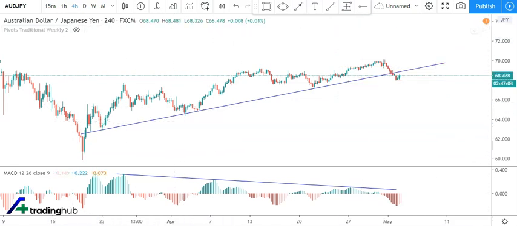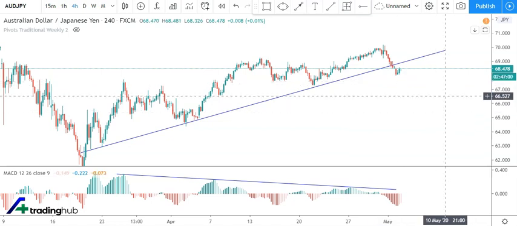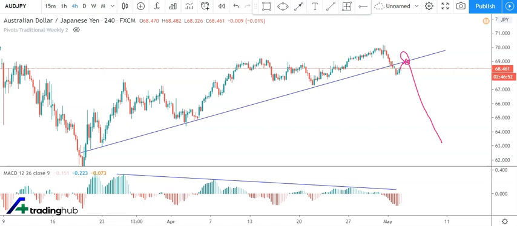Like right now, price has broken down this trend line. If you still want to join the sell, you need to wait for price to retest this trend line, give you a bearish impulse from there or a strong rejection, then you sell it down to the 64 or 63 price zone. So that is how you spot divergence using MACD.